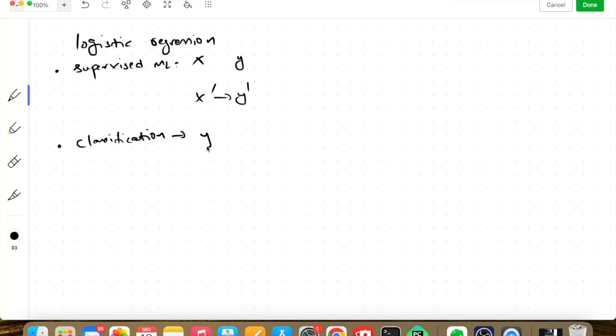That means this y belongs to a set of fixed values, like it could be dog versus cat, or disease positive versus negative, like that. So this logistic regression is generally used in binary classification.